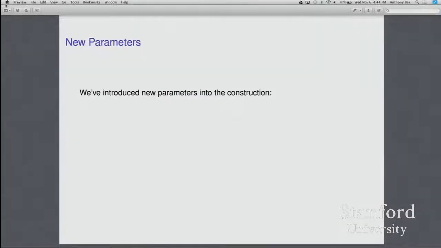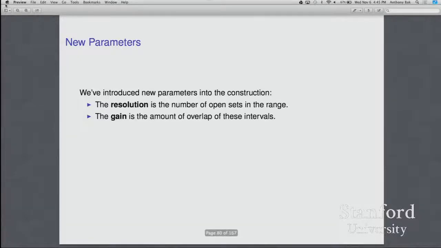Okay, so as part of this construction, I've introduced some more parameters. Before, it was unique: you give me a data set and a function, and there's a unique curve according to the procedure. Now, because there's a question about how many open sets you're going to take, how big they are, and what the overlap is, there are some parameters, unfortunately, that come into the construction. So the resolution is the number of open sets that we have in the range, or, if you're thinking of just a one-dimensional set, really the size of the open sets.